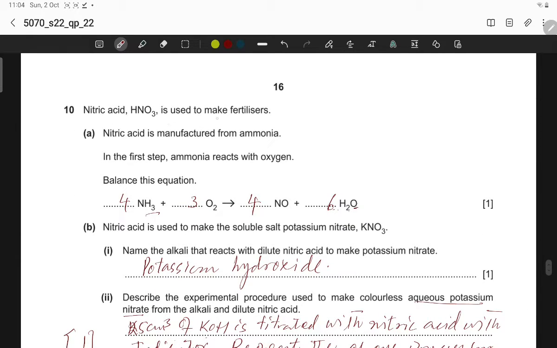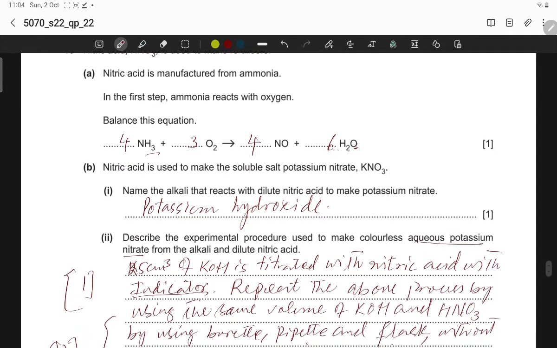Next question is, nitric acid is used to make fertilizer. Nitric acid is manufactured from ammonia. In the first step, ammonia reacts with oxygen. Balance this reaction. So we balance according to the trial and error method. So this is the balancing.